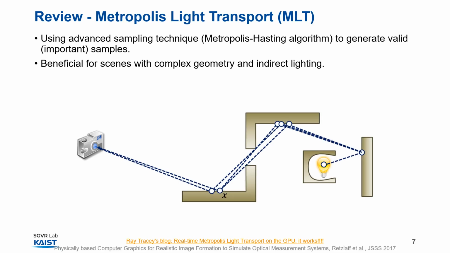The first method is called Metropolis Light Transport, or MLT, and this uses an advanced sampling technique called the Metropolis-Hastings algorithm to generate valid samples. So this is how it works. Suppose that we have eventually found a valid light path that reaches the light source. After that, we don't sample a new path, we just simply mutate this valid path by jittering the vertices of the path. By doing so, we can easily generate more valid light samples, which will result in reducing the noise of the rendered result.